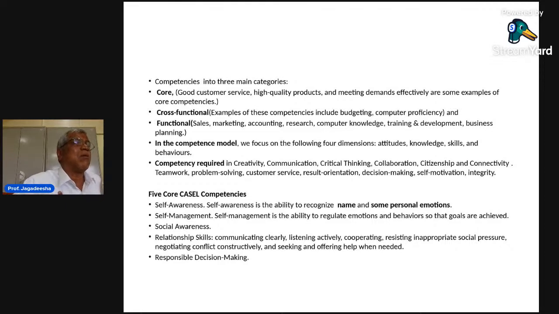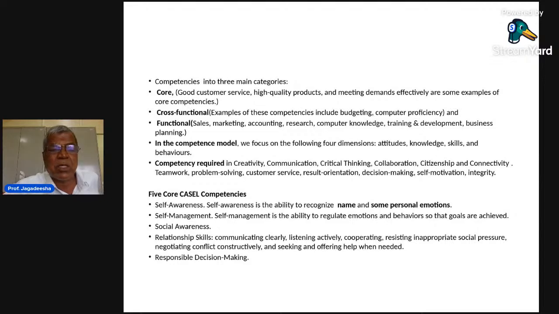This cannot be imitated. If at all it is imitated, it cannot be appreciated, right? The core competency of the Karnataka State Open University is the self-learning material. Other universities cannot have it. So we have developed study material in the form of SLM, and that is a part of the core competency.